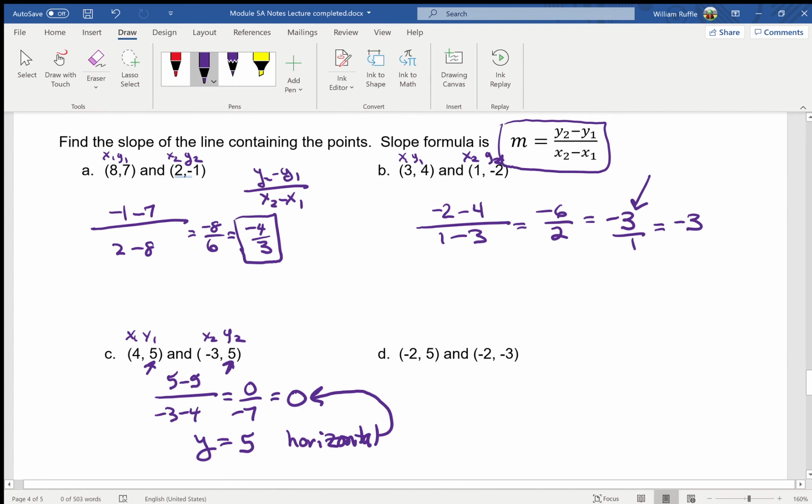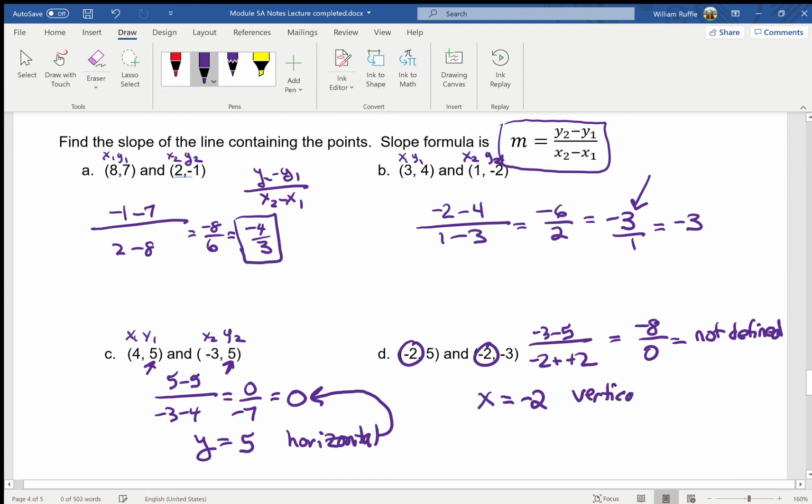You can almost guess this next one here. If I do negative 3 minus 5 over negative 2 minus negative 2, that's plus a positive. Type this on the calculator, I get 0 on the bottom. And this is not defined. You can't divide by 0. And it's almost the opposite of the other one. If you look at negative 2 and negative 2, the equation really for this is x equals negative 2. So this is a vertical line. And when it's a vertical line, its slope is not defined. Okay, that will definitely be reviewed and dealt with again.